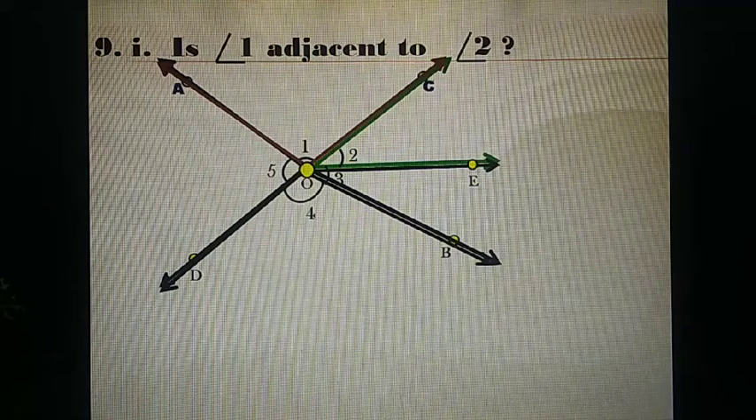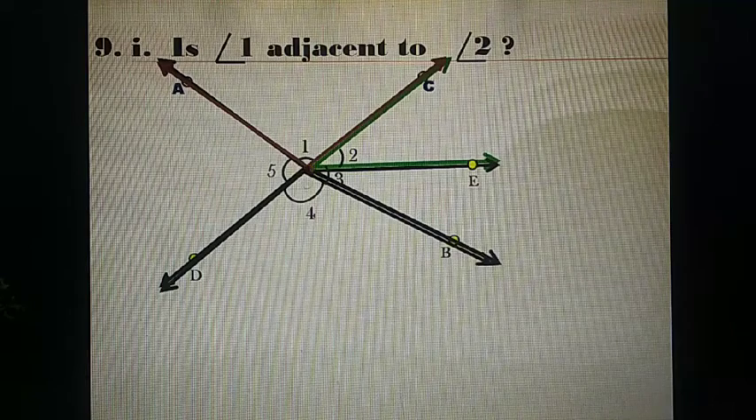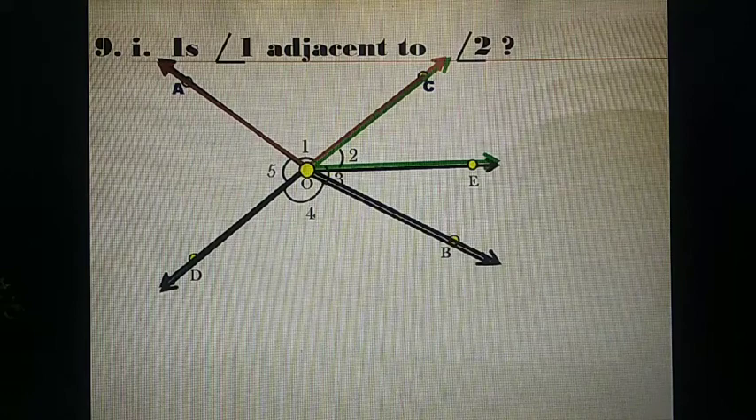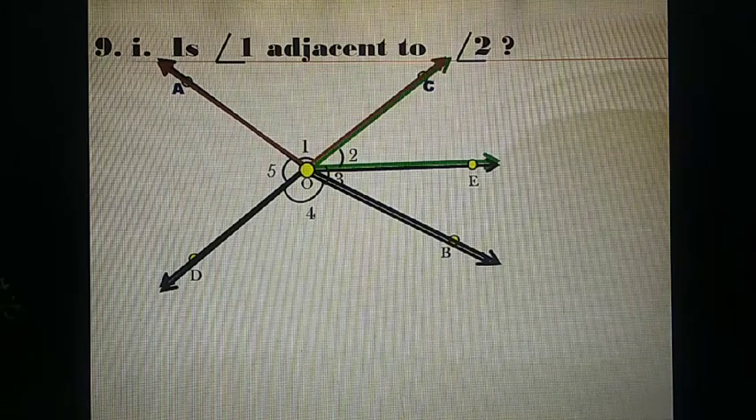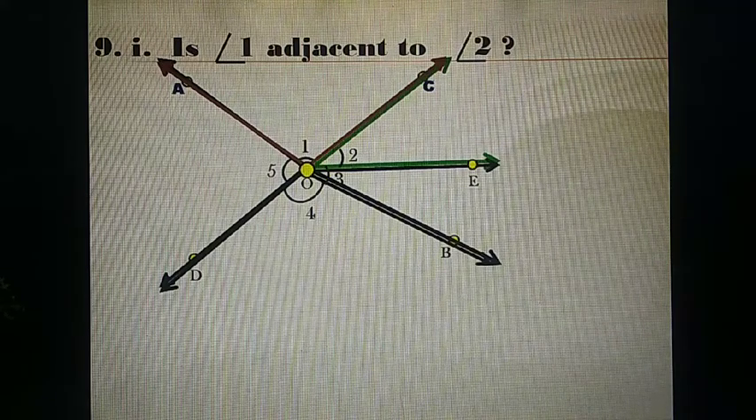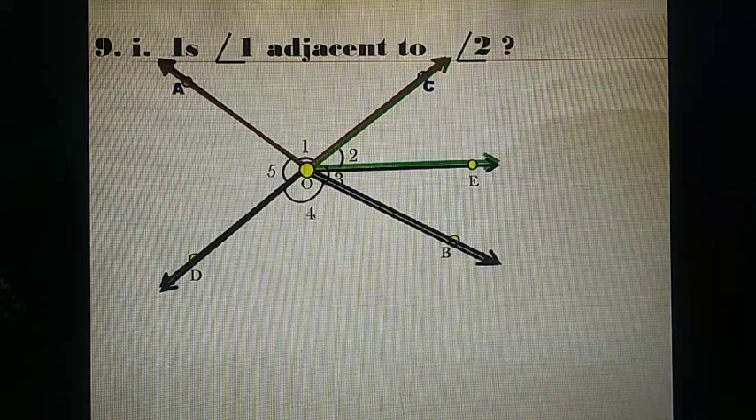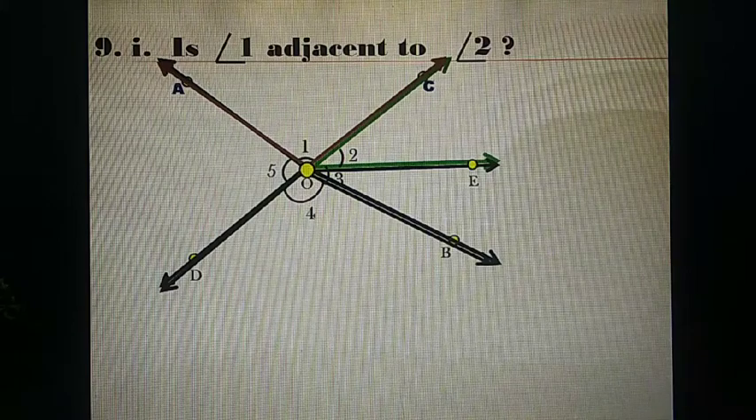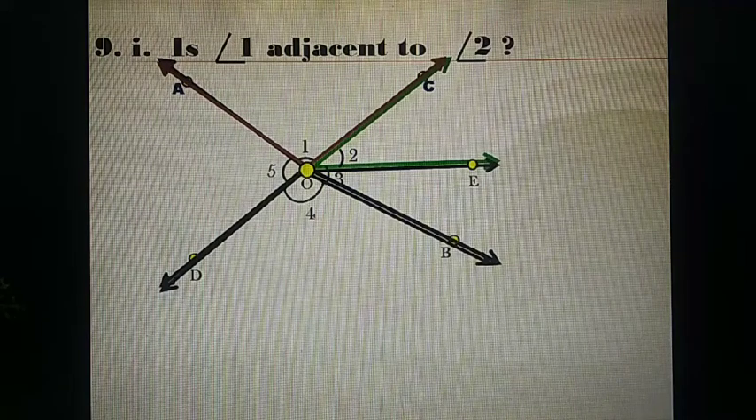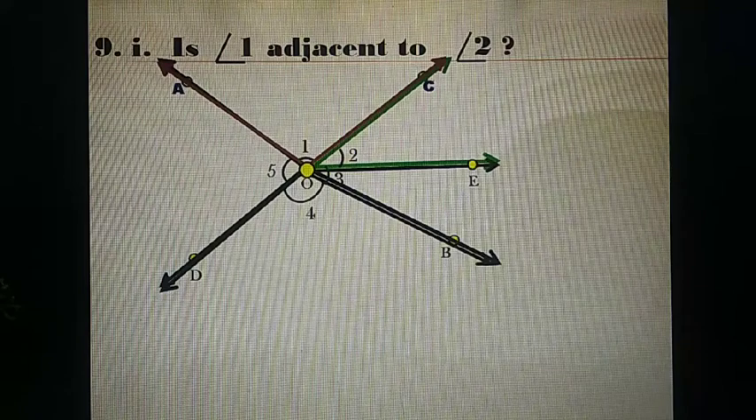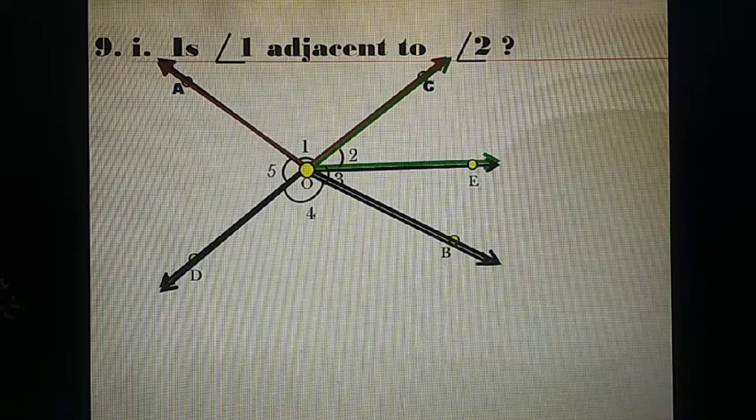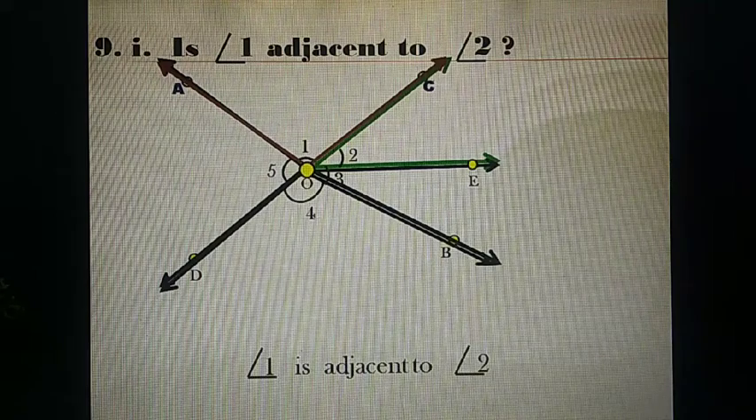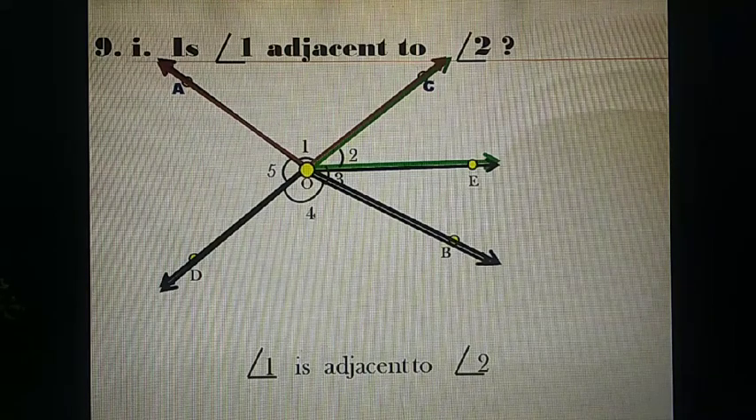Yes, here you can see O is a common vertex. Then OC is a common arm. Next, OA and OE are the non-common arms on either side of the common arm. As all the three properties are satisfied here, we can say yes, angle 1 is adjacent to angle 2.